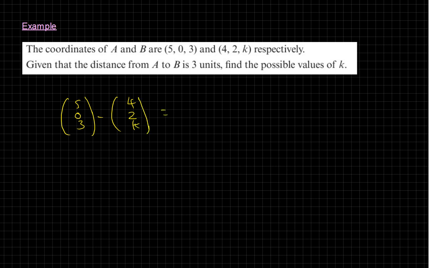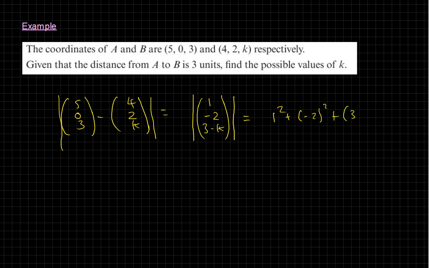Okay, so let's find the difference between them. 5 minus 4, 1. 0 minus 2, minus 2. 3 minus k is 3 minus k. That's my new vector describing the difference between the two points. Find the magnitude of that to get the distance between them. That's going to give me 1 squared plus minus 2 squared plus 3 minus k squared, square rooted, and that we are told is equal to the distance, which is 3.